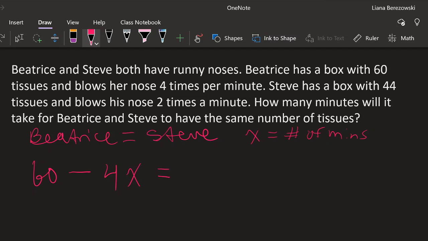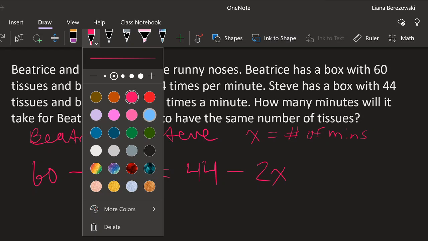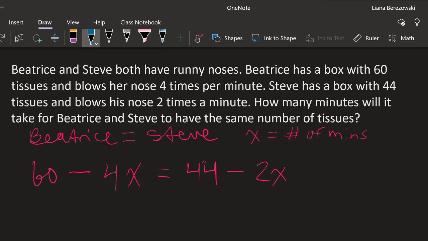Steve's is going to follow a very similar format, but he's starting with 44 tissues, so different number. And he's only blowing his nose 2 times a minute. Okay, so he's going to lose 2 tissues per X number of minutes. So this is where you want to pay attention to the question, because sometimes you're going to have positive values, sometimes negative. So it all depends on the context of the question. That's the first part taken care of. And honestly, that's the hardest part, is making the equation. Once you've done that, you guys are really good at solving them.